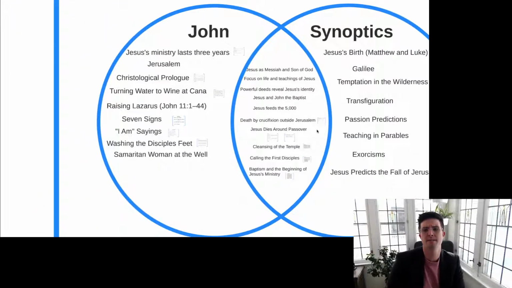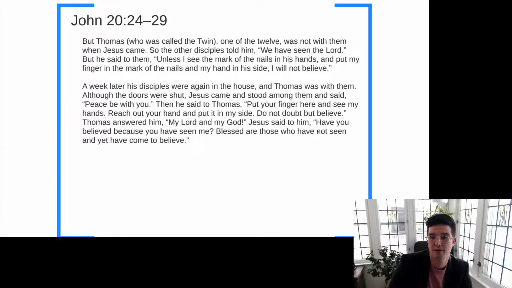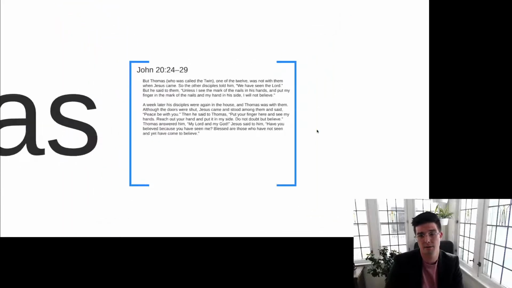Nor do we find the Samaritan woman at the well. So this famous account of Jesus dialoguing with the Samaritan about where one is meant to worship only occurs in the Gospel of John, as does the account of doubting Thomas, of Thomas saying that he's only going to believe if he puts his fingers in the hole in Jesus' side, and then does so in the Gospel of John, chapter 20.